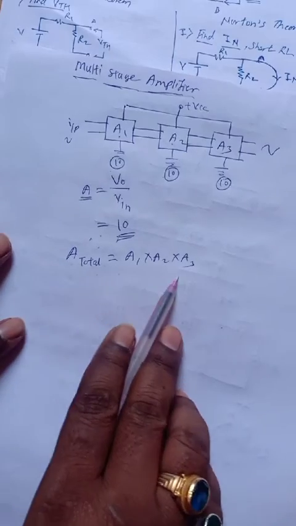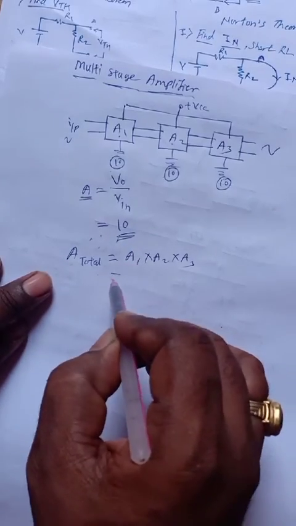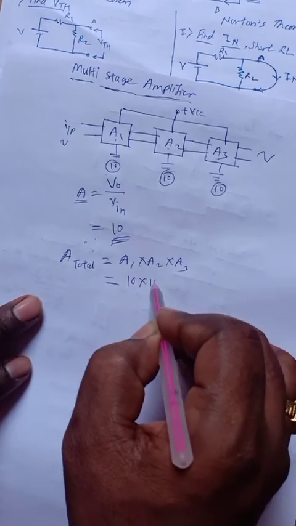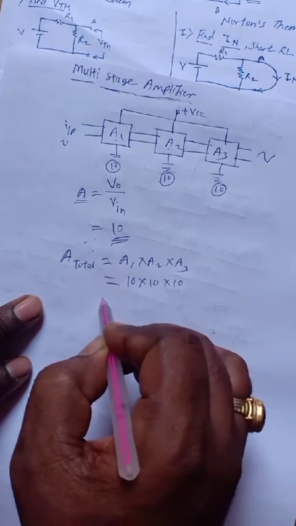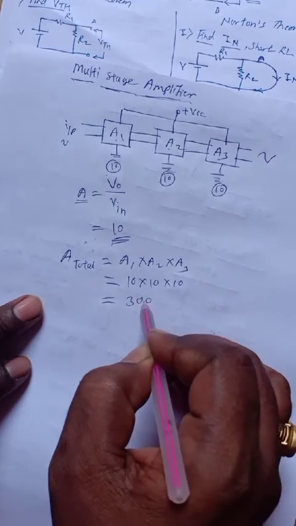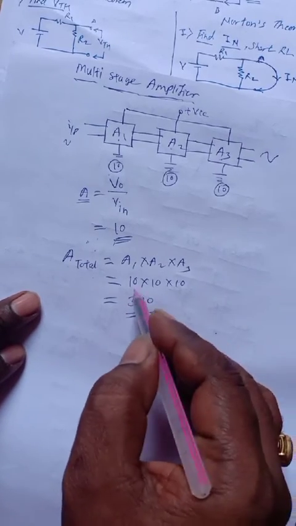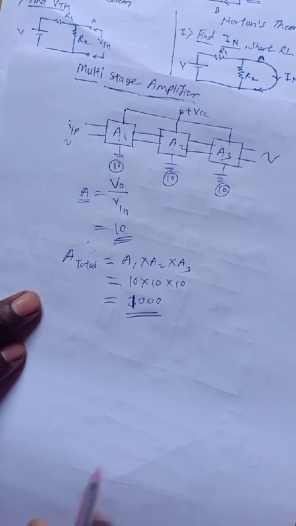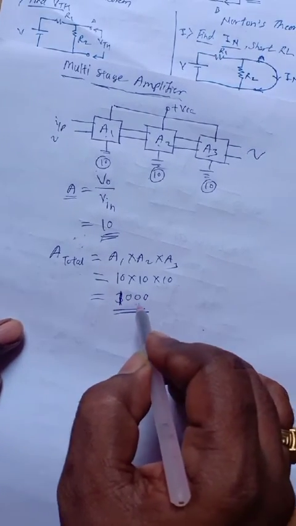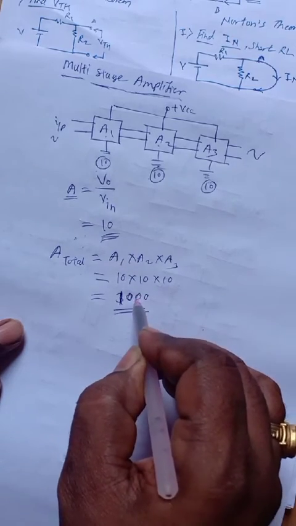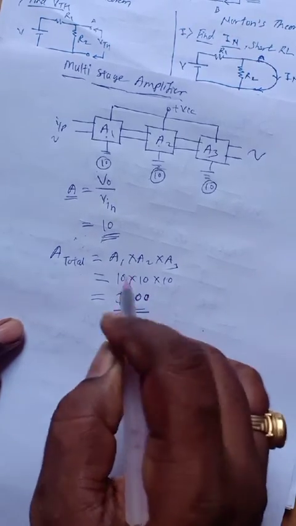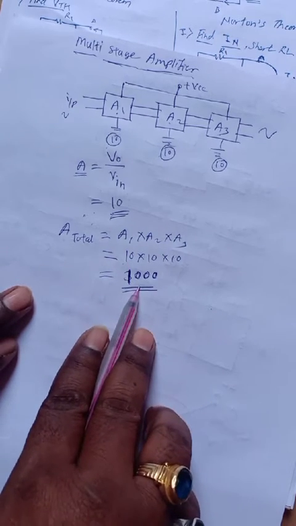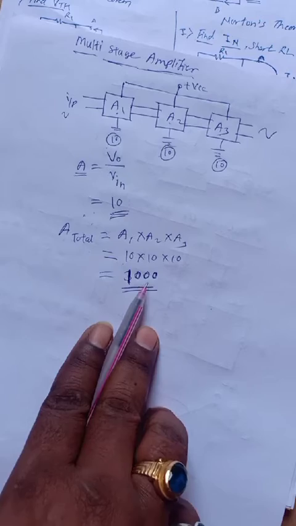Okay, so this is a large amount of amplification. If you multiply 10 into 10 into 10, we get 1000. Okay, sorry, it is 1000. So we get 1000 gain. There is a tremendous increase in this gain: only 10, 10, 10, but we get 1000.